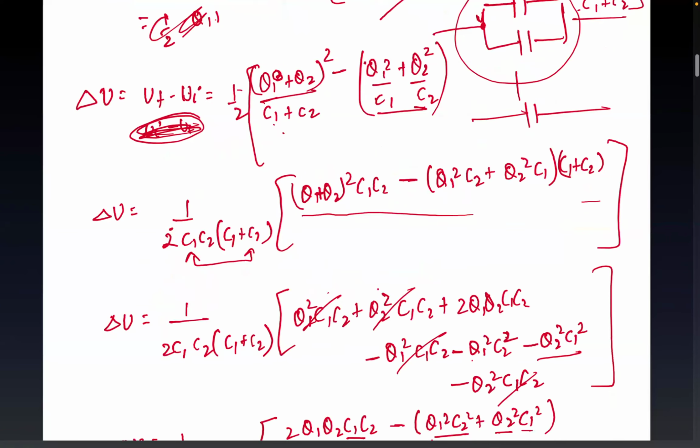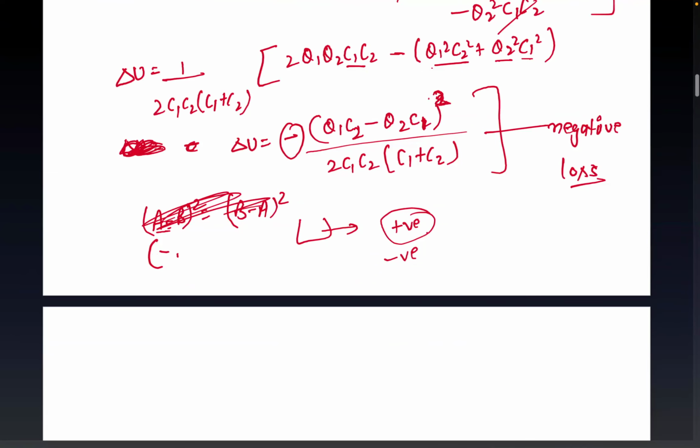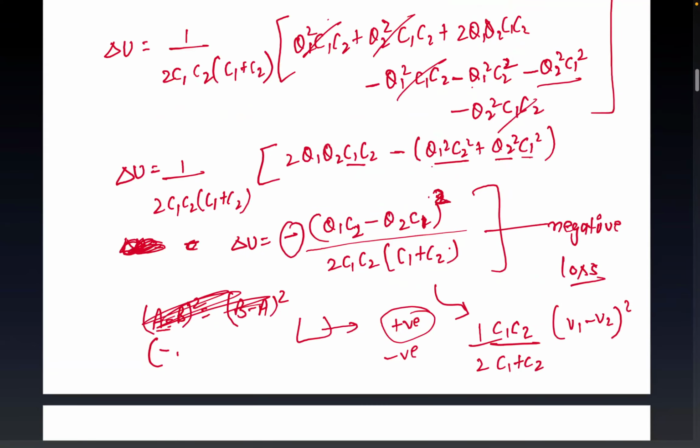One more thing, the simplified version of this thing is C1 C2 divided by C1 plus C2, times V1 minus V2 whole square. This is the simplified version, which we can get from this particular equation.